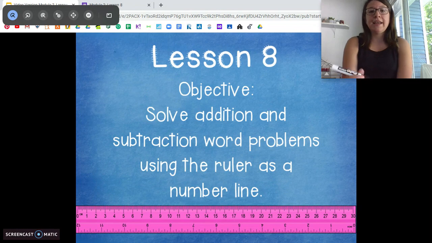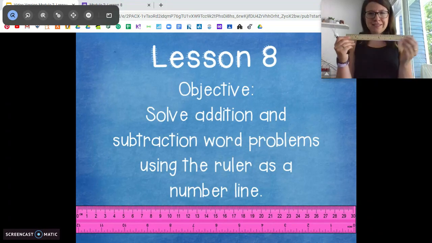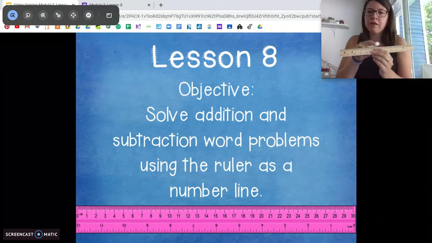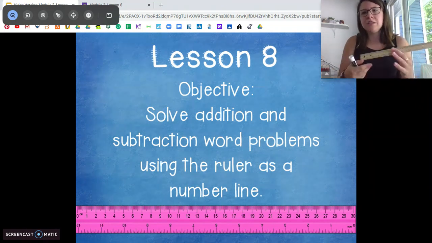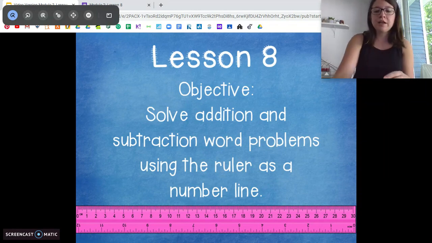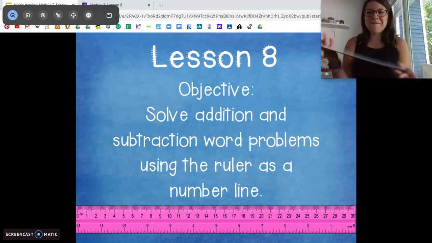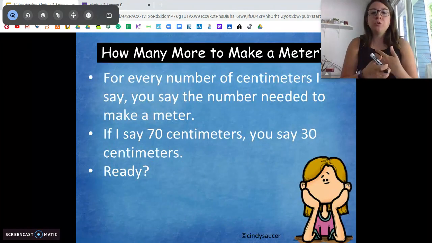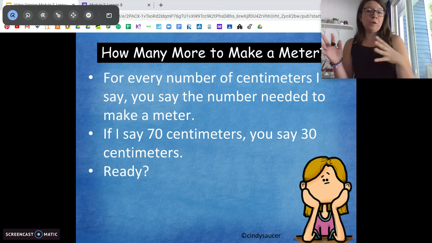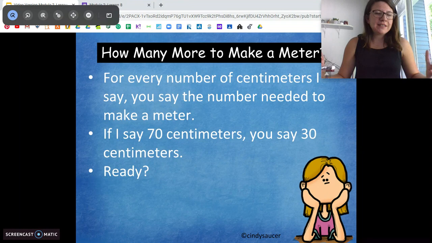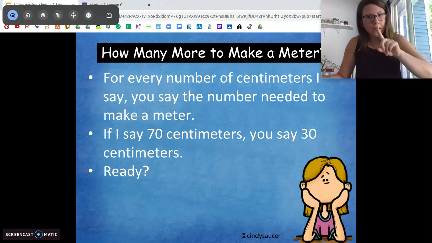So we're on Lesson 8 today, and today we're going to be solving addition and subtraction word problems using a ruler as a number line. Remember we talked about that a couple days ago, that a ruler kind of looks like a number line where we have all the numbers in order, they're all the same distance apart, and we can use it to solve addition and subtraction problems. Okay, to start today, make sure you have something to write with, something to write on. We're going to practice adding up to 100, but we're not going to call it 100, we're going to call it 1 meter. Now, hint, hint, how many centimeters are in 1 meter?